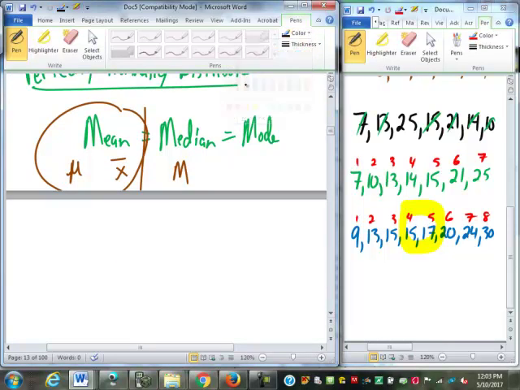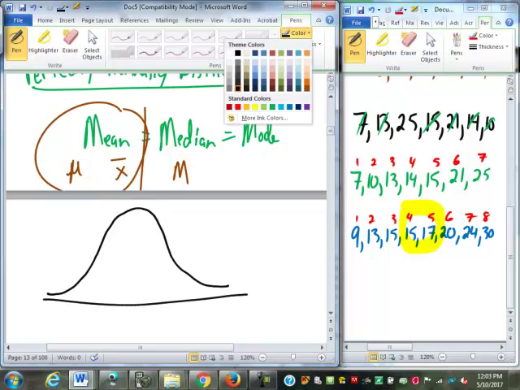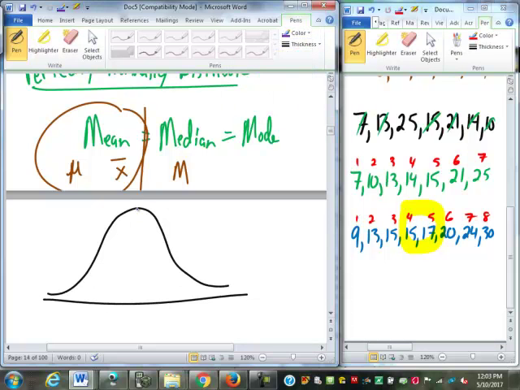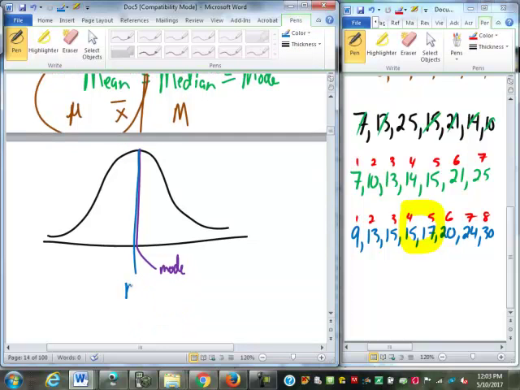So if that was a true bell curve, just looking at the bell curve, it's pretty easy to pick out the mode. The mode is the tallest point of the bell curve. That's the number that occurs the most often. It's the highest point. That'd be the mode. If this were truly normally distributed, that same point would be the median and the mean.